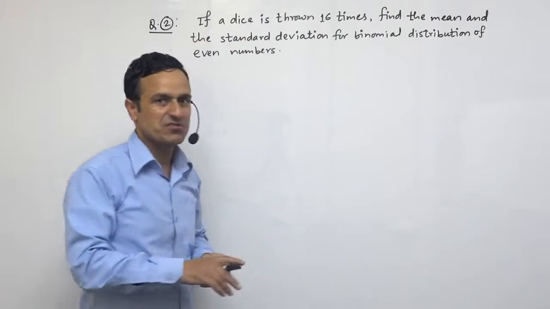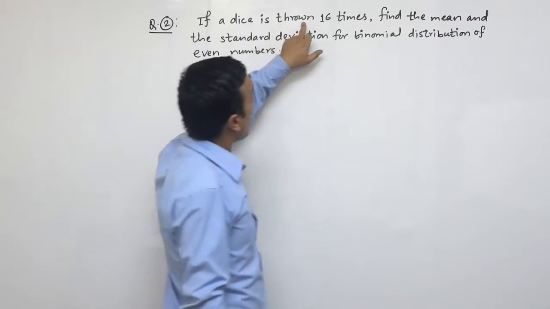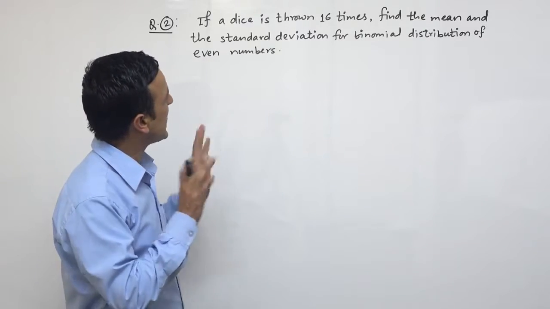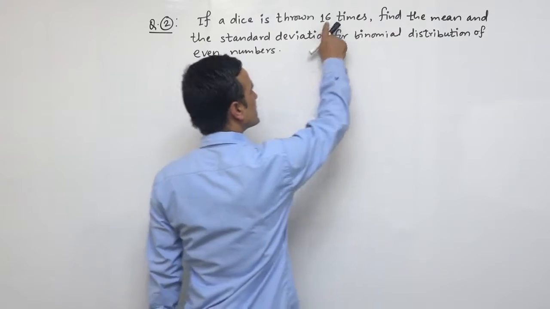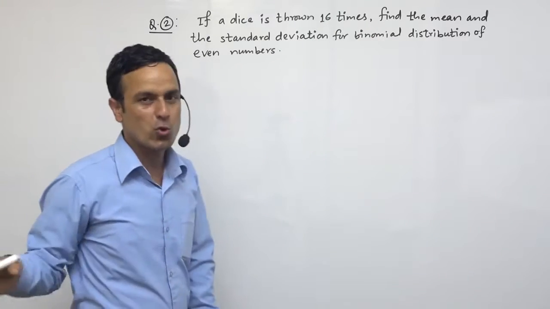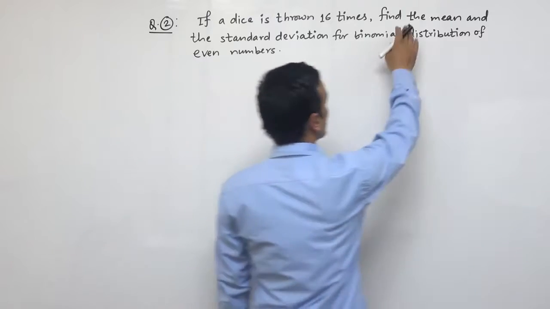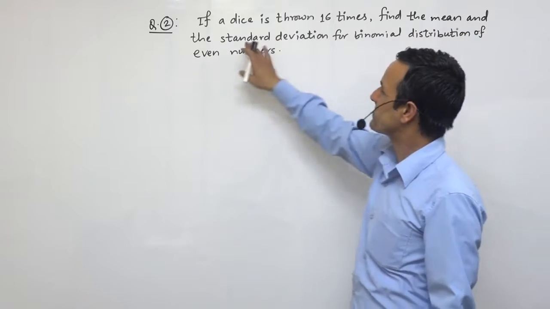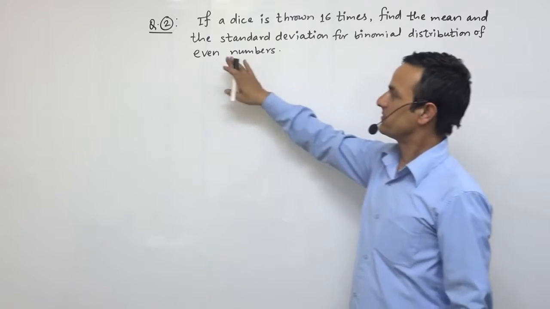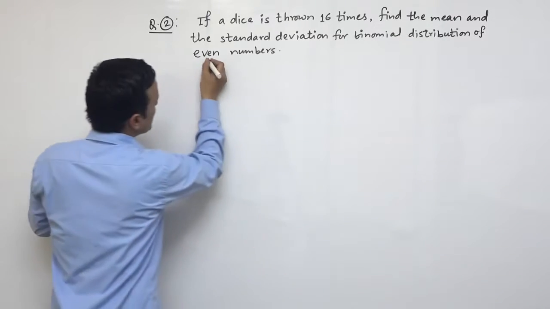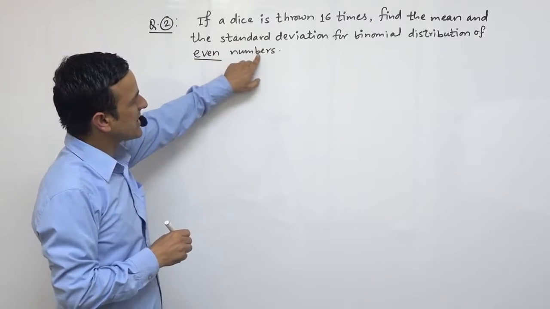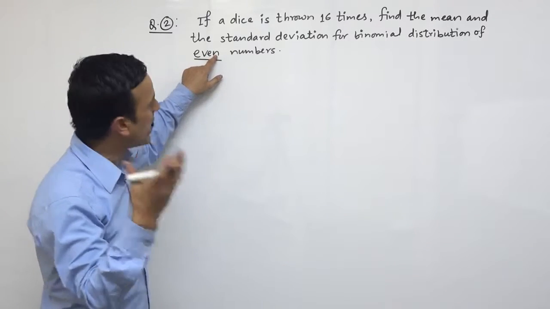So the question is, if a dice is thrown 16 times, so we have only one dice, and the experiment goes up to 16 times. If a dice is rolled 16 times, then we have to find the mean and standard deviation for binomial distribution of the even number. So just underline it. Underline गर्नुस्, important कुरा हो. एउटा डाइसबाट हाम्रो इभन नम्बरको काउन्टिङ गर्नुपर्छ.